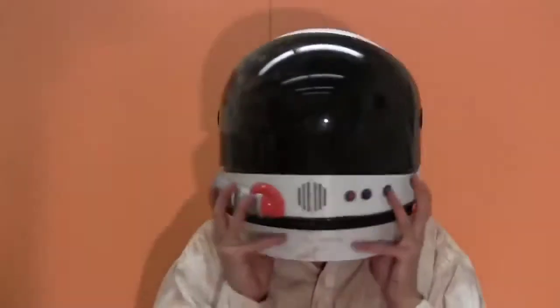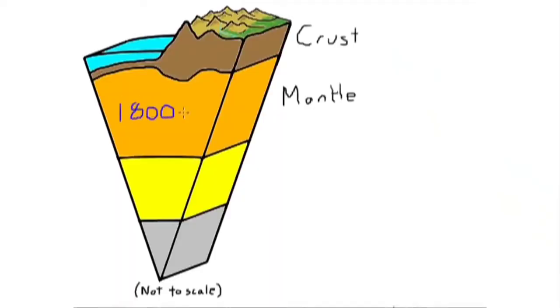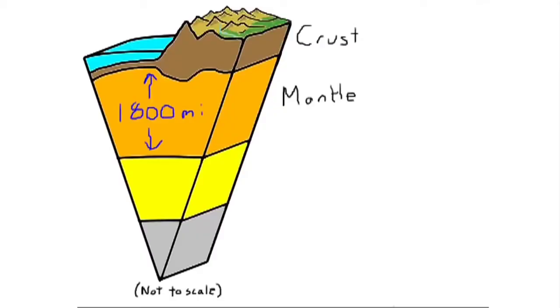What is this place? This is the largest layer of the Earth, the mantle. The mantle is 1800 miles thick. But before we talk about the mantle, we're going to look at two special parts of this layer that, together with the crust, have unique mechanical properties.